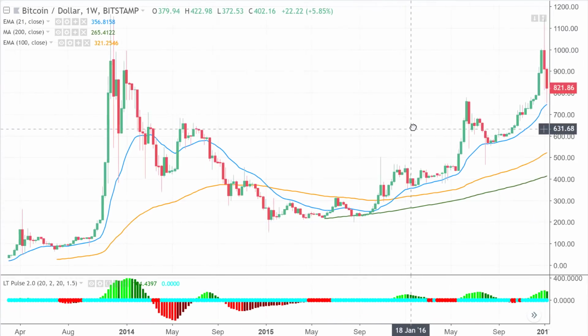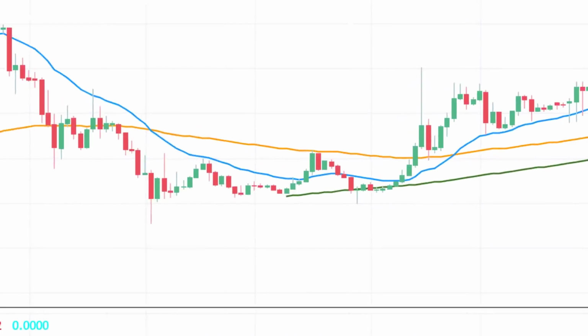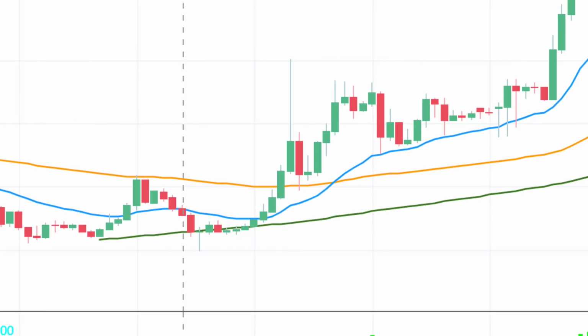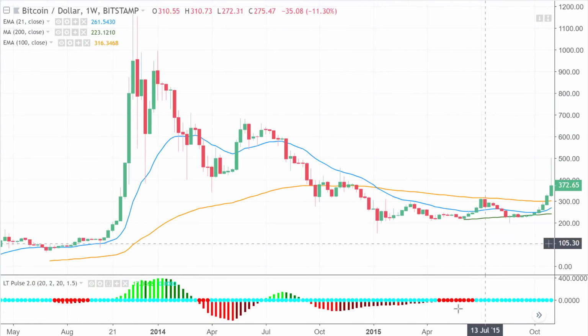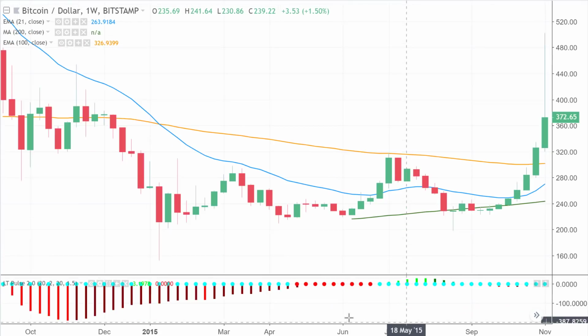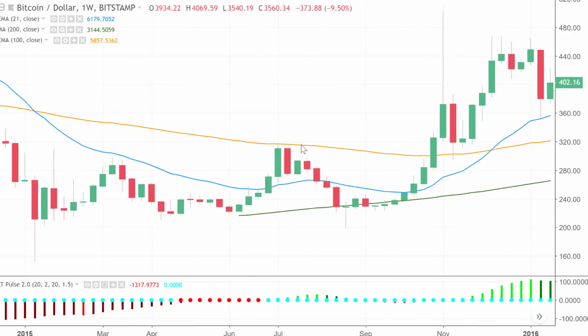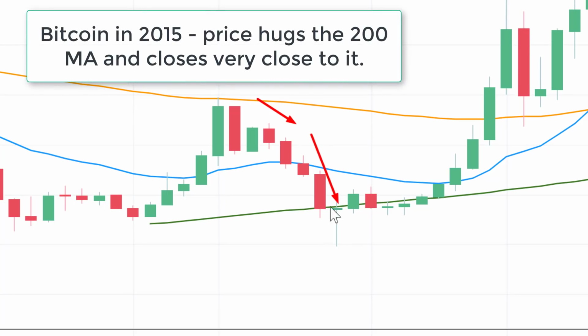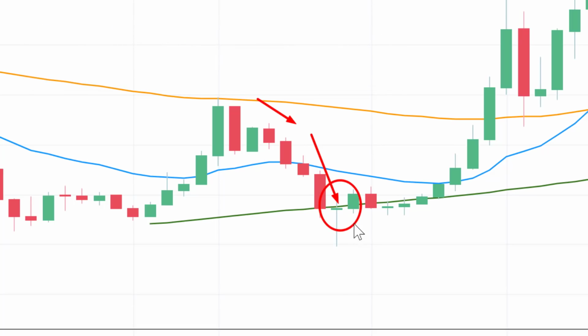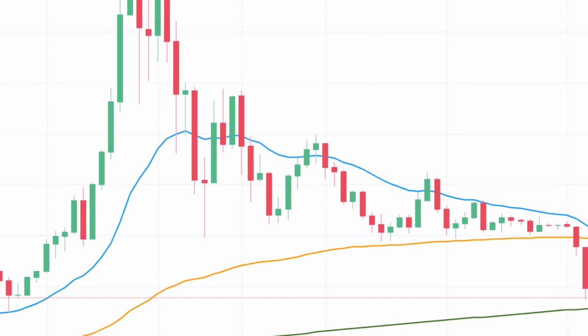Let me show you this. It's quite interesting to actually see this. Now notice, this is when the 200 weekly average started here in my chart. And look at this. As Bitcoin goes up, this was some years ago, in 2015. Notice what happens here. The price of Bitcoin drops, falls to the 200 weekly average, and in fact hugs this level. It closes very close to this level, as you can see there. And then what does it do? It stages a rally.